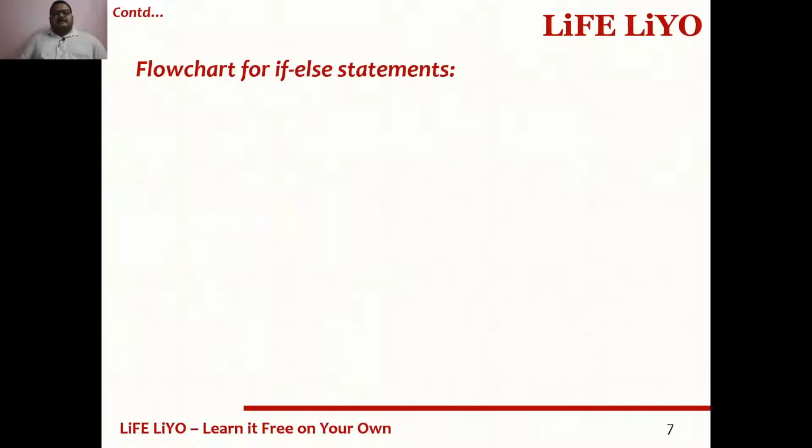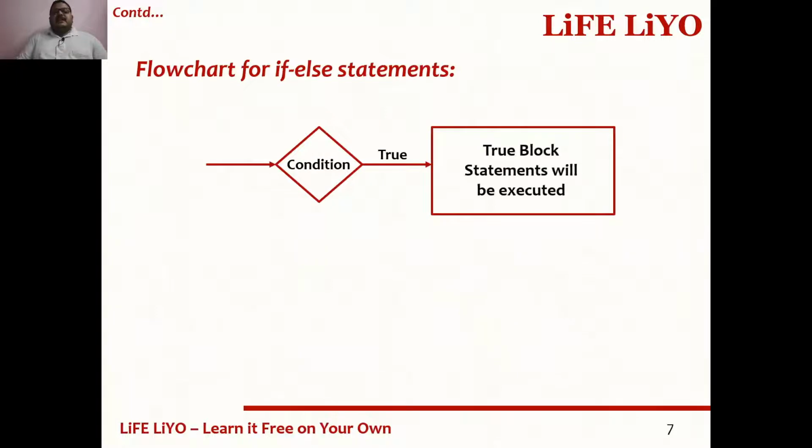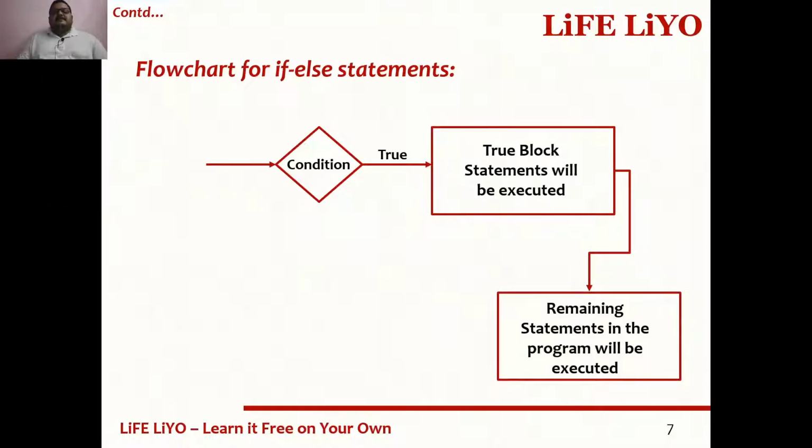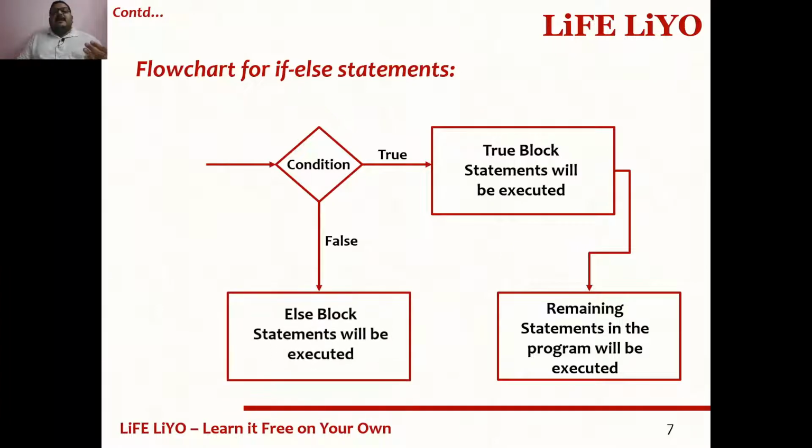Flowchart for this if else. First, the condition will be tested. If it is true, that means it is going to execute the if block, that is, the true block statements will be executed. After the true block of statements, it is going to execute the remaining statements in the program. If the condition is false, then it is going to execute the else block statements. After the else block statements, it is going to execute the remaining statements in the program.